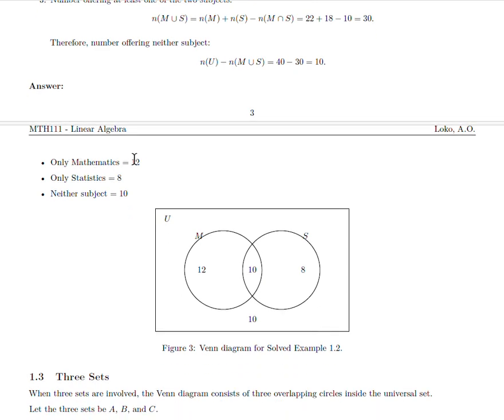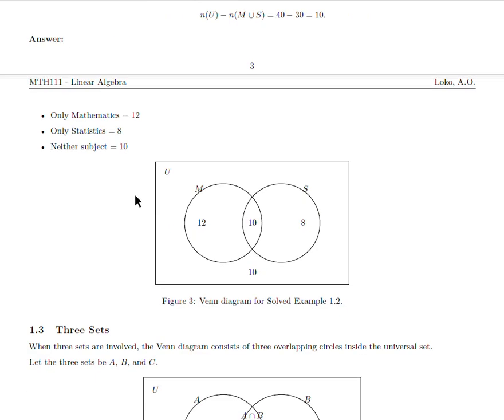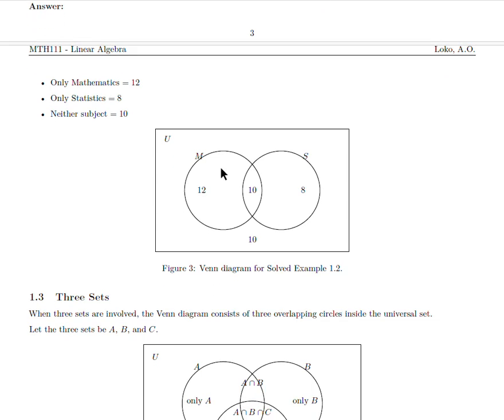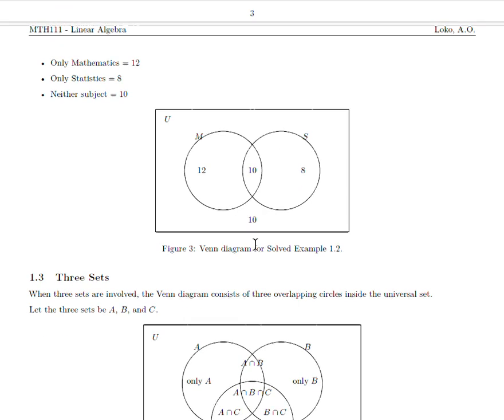First question, the answer is: for only maths 12, only statistics 8, neither subject 10. And this is the Venn diagram. As you can see, mathematics only 12, the intersection 10, statistics only 8, and the part of the universal set excluding mathematics and statistics, 10.